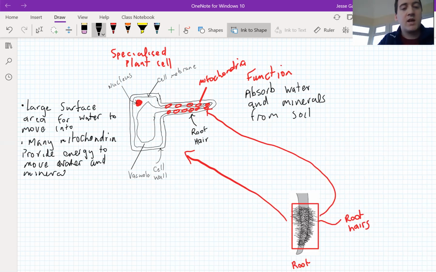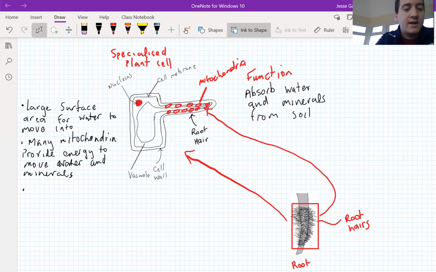The minerals in particular don't just flow into the cell. They kind of have to be pumped into the cell, and this requires energy. So minerals, to get from the soil into the plant, have to be absorbed or pumped into the cell. So the root hair cells are able to pump the minerals into the plant, basically. And this needs energy, and the energy comes from the many mitochondria that are in the cell.